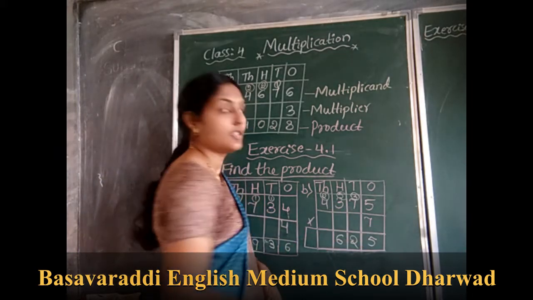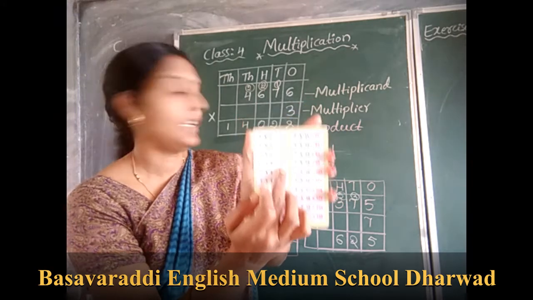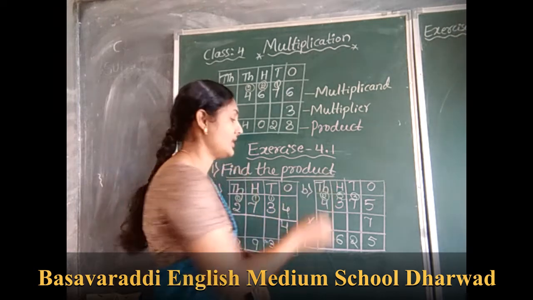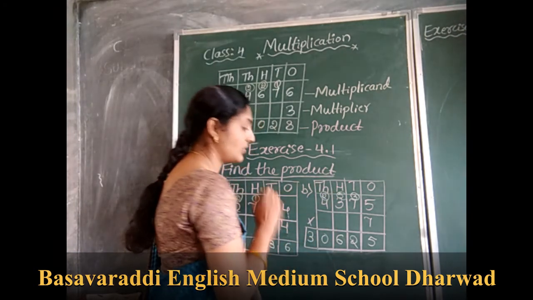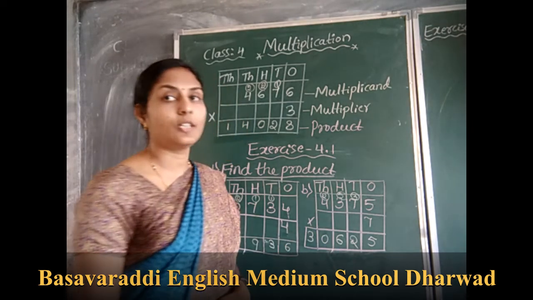Next, 7 fours are 28. The 28 plus 2 is 30. So write the 3 in the ten-thousands place and 0 in the thousands place. That means the product is 30,625.